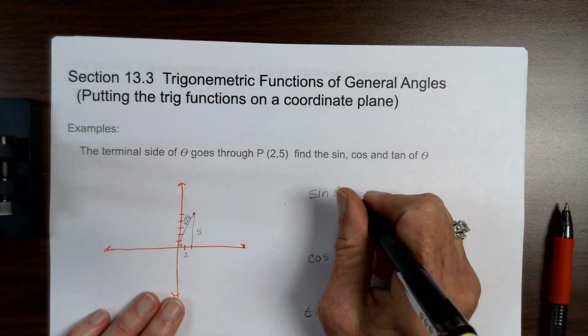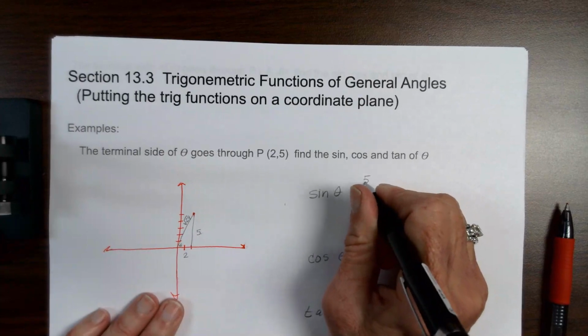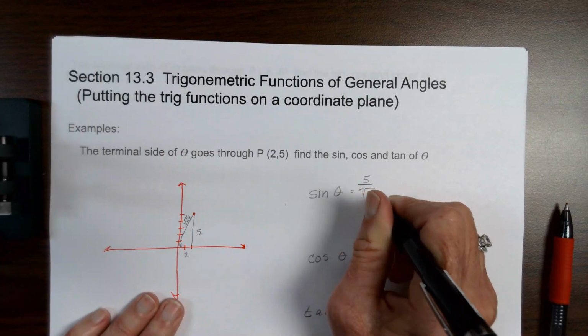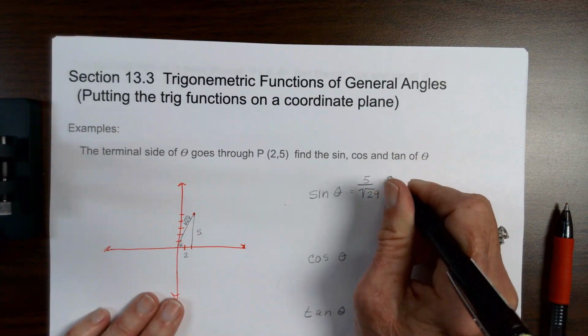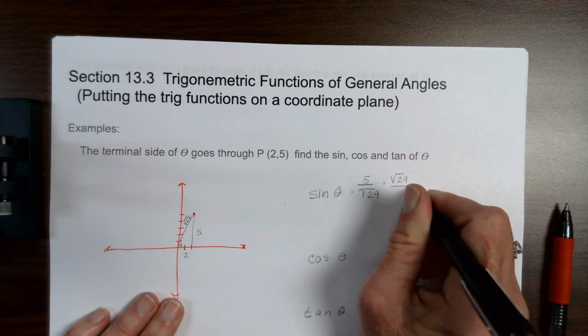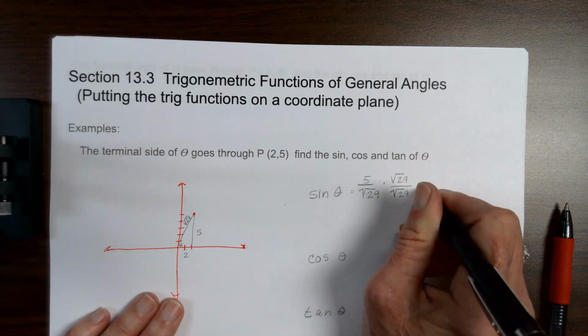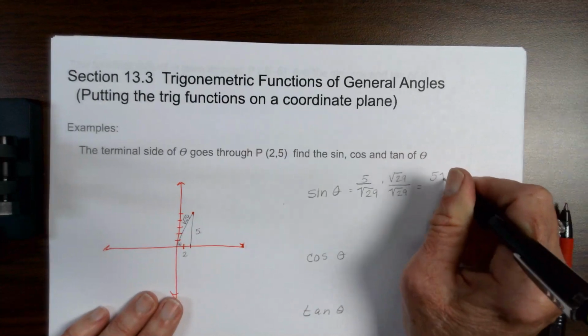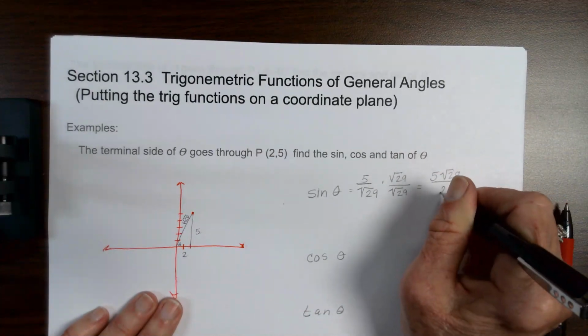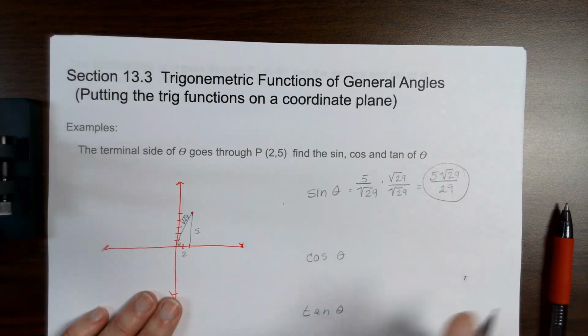Okay, so sine is opposite over hypotenuse. Well, I have to rationalize the denominator by multiplying the top and the bottom by the square root of 29. So I have 5 root 29 over 29. So that would be the sine of theta.